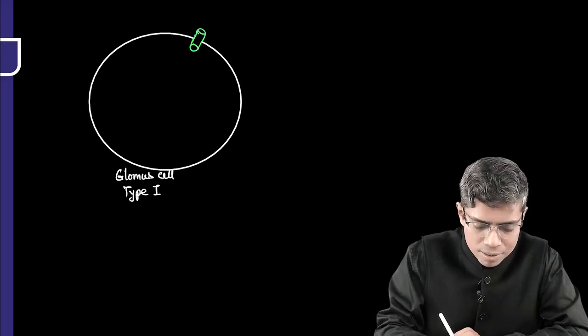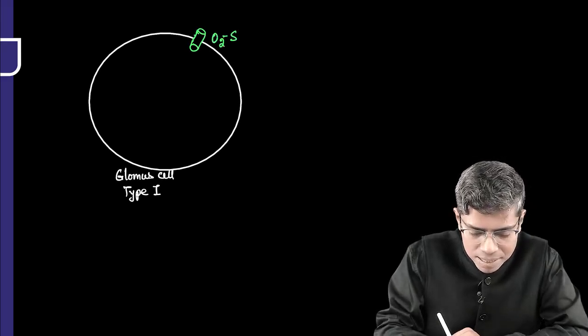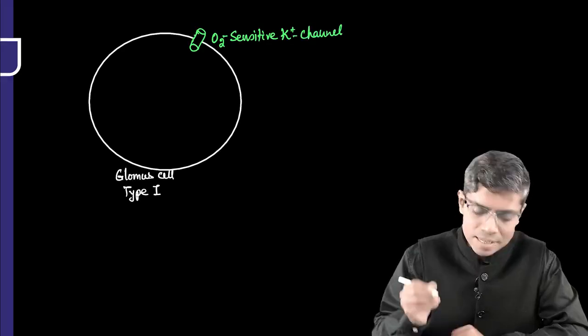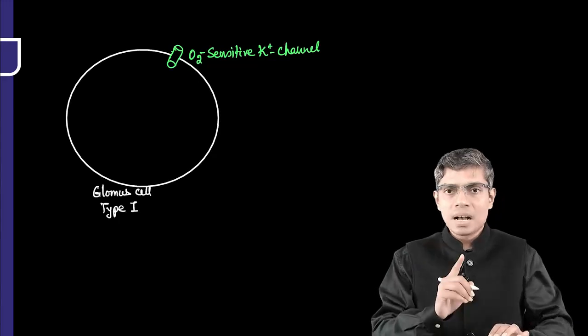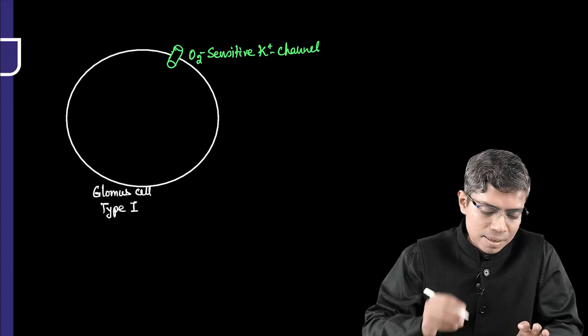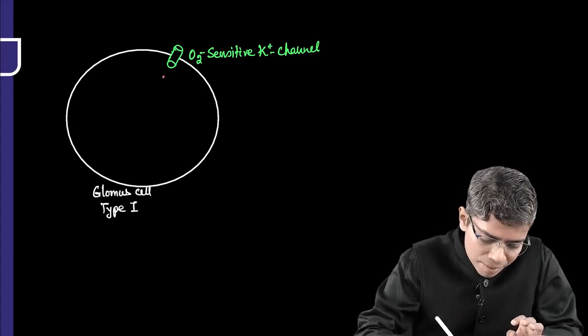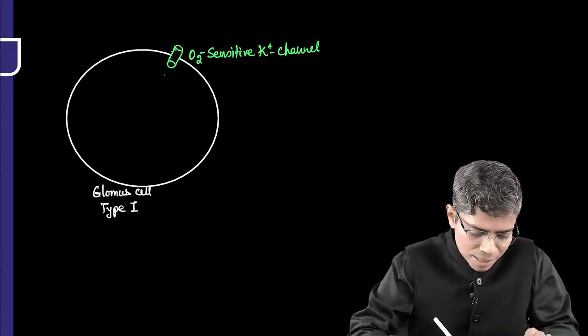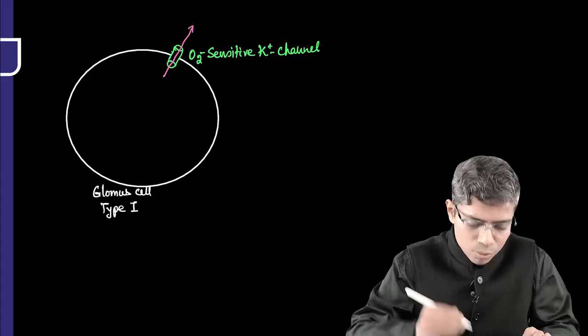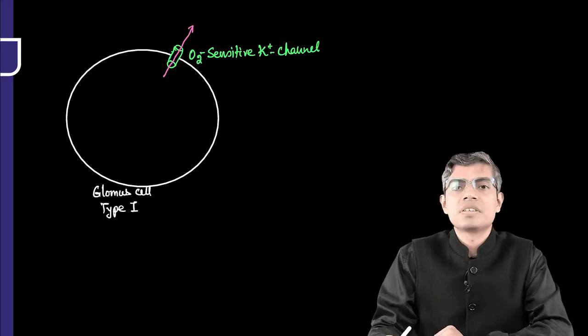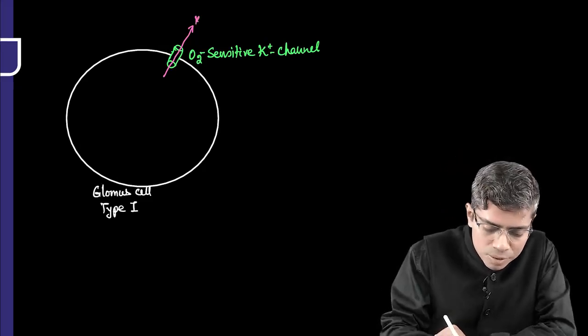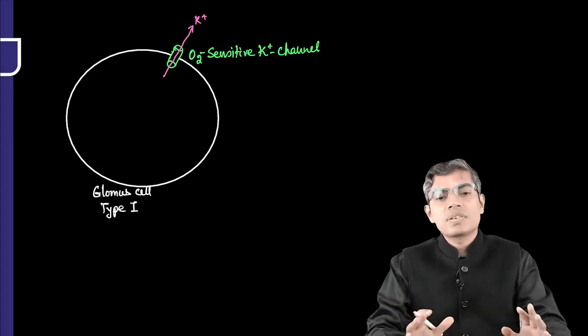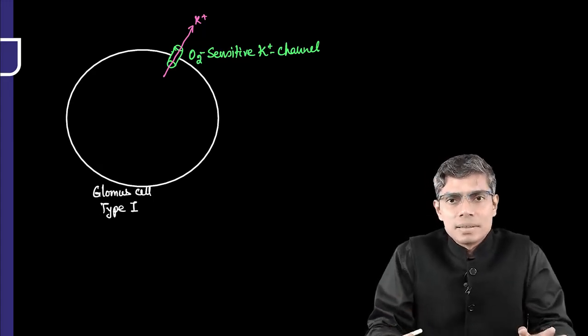That ion channel is known as the oxygen sensitive potassium channel, right? This has been asked in MCQ already, so please be careful. Normally this channel is open, and whenever a potassium channel is open, potassium always goes out of the cell because of the concentration gradient. So potassium is going out normally when the oxygen tension in the arterial blood is normal.